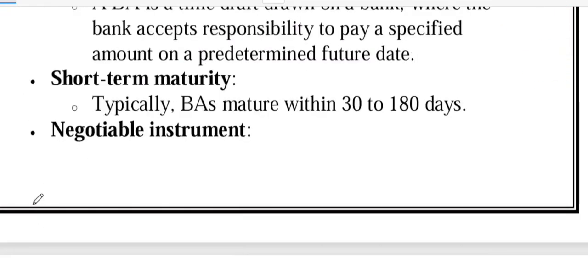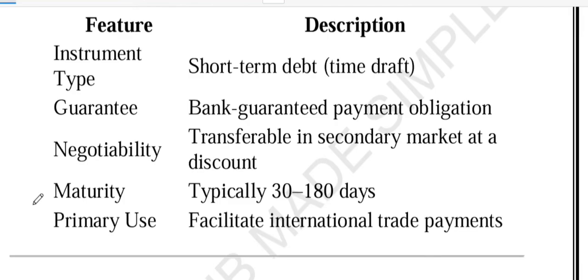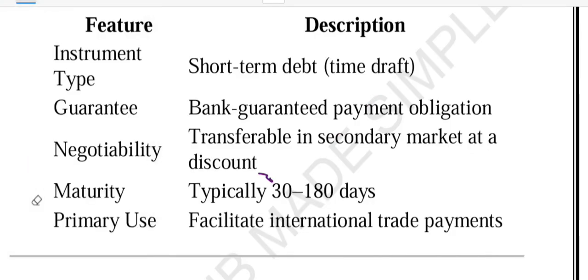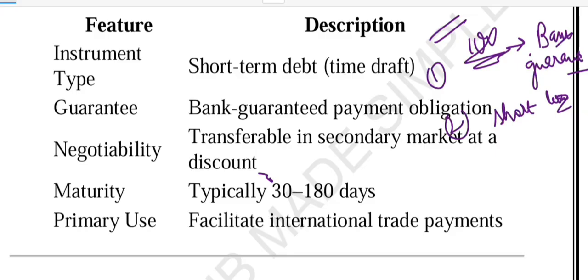So let's recapitulate what we have covered regarding banker acceptances. First of all, I told you that they are just like a bank-guaranteed IOU, guaranteed by the bank. Second point, they are for the short term. Short term basically means 1 to 6 months.